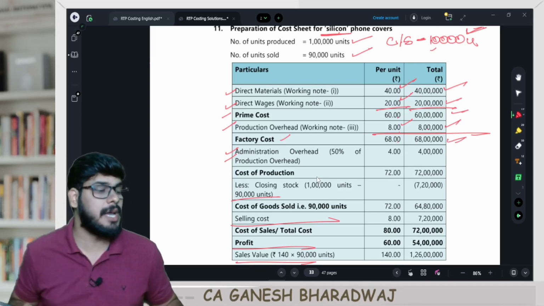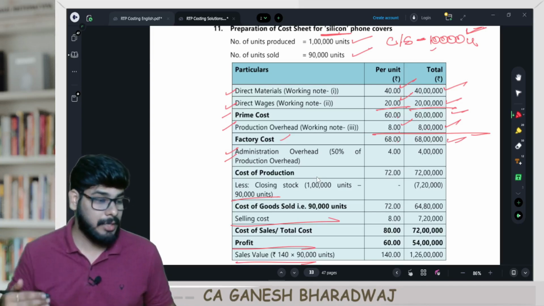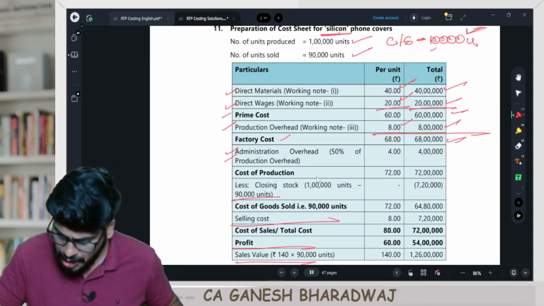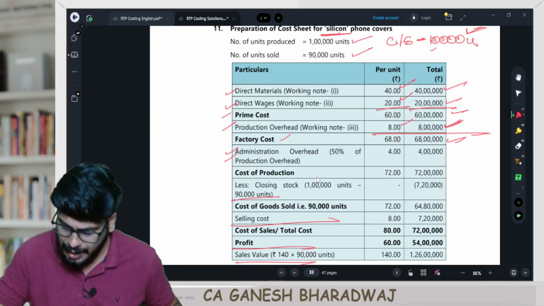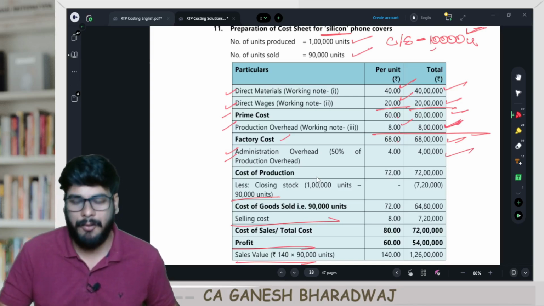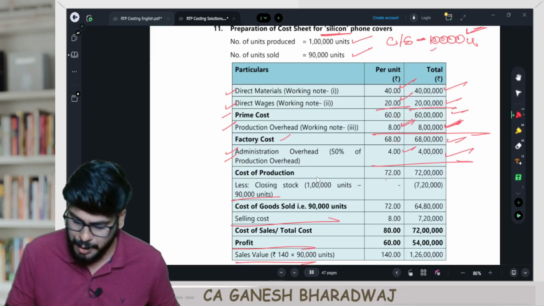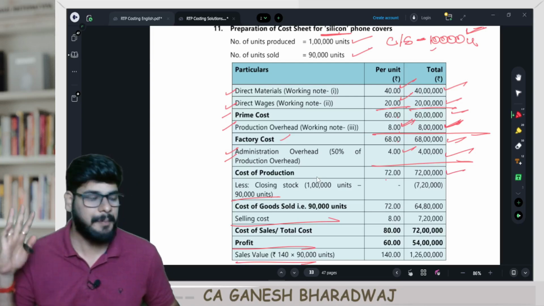Fine. Then what have they asked for? Admin overheads being a part of cost of production was 50% of production overheads. Very simple. You have the figure here, 8 lakh, 50% of 8 lakh is 4 lakh rupees. 50% of 8 rupees is going to be 4 rupees. Are you clear with this? Subtotal it, you get 72 rupees per unit and 72 lakh in total.